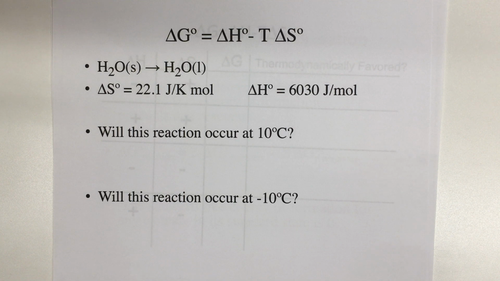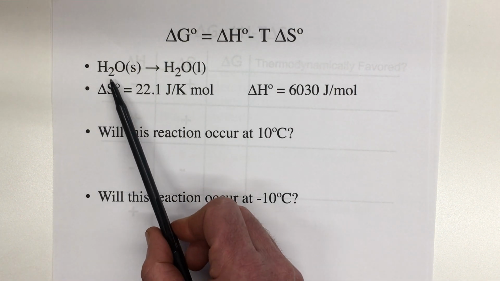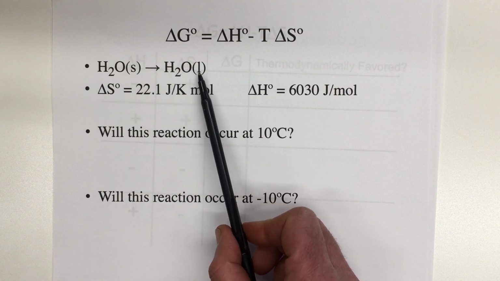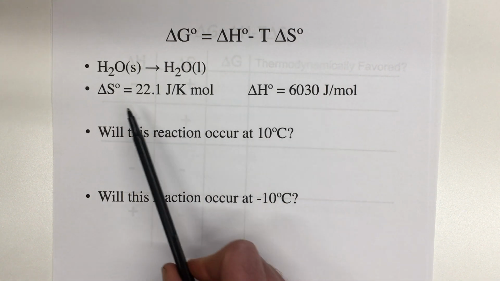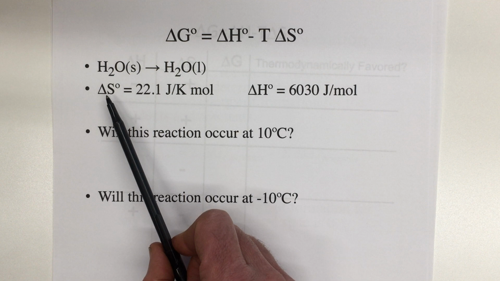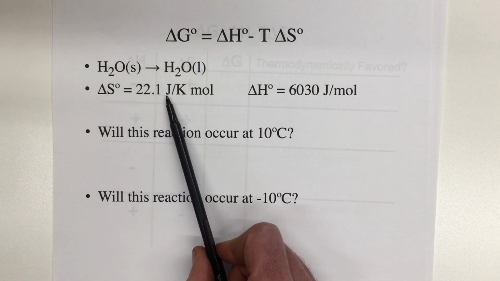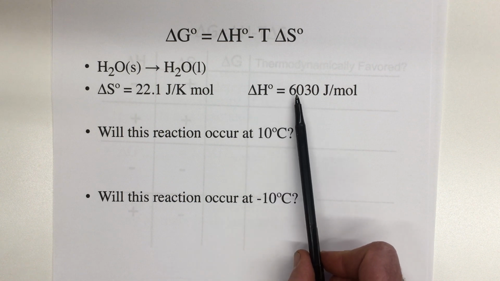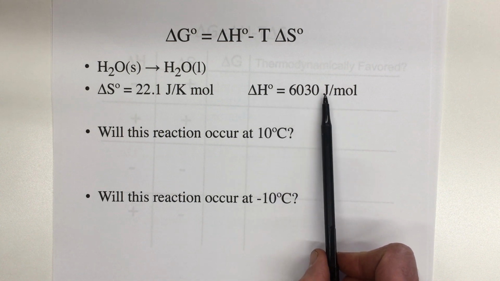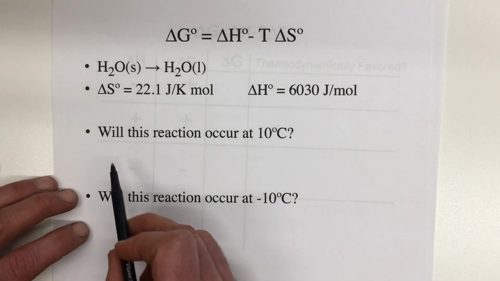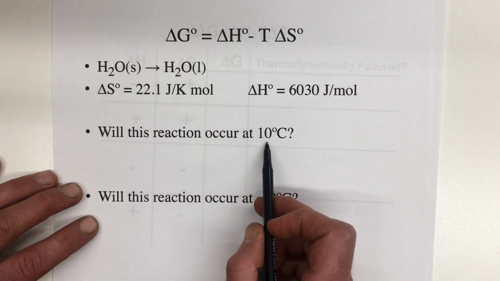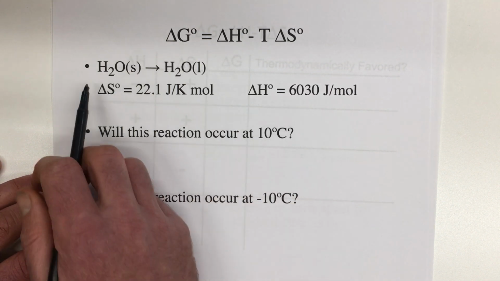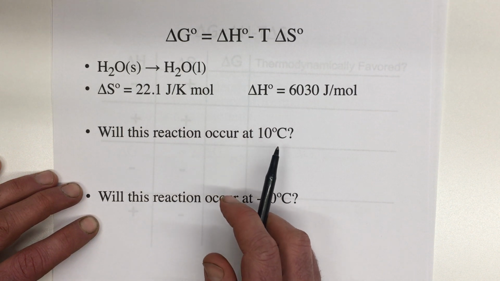All right, so here is an example. We're going to look at the reaction of water as a solid turning into water as a liquid. We've looked up the values of the entropy, which is 22.1 joules per degree Kelvin per mole, and the enthalpy, which is 6,030 joules per mole. So the question: will this reaction occur at 10 degrees Celsius? Will this reaction proceed at 10 degrees Celsius?